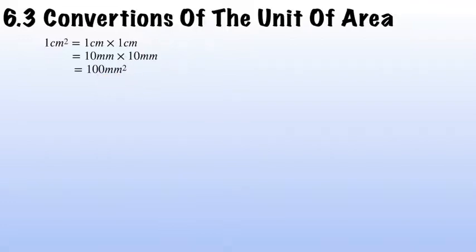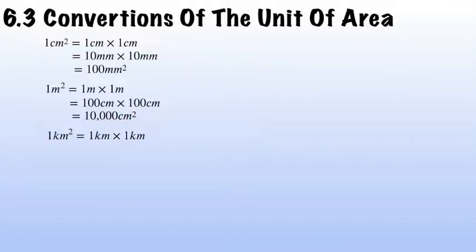The next one, we are going to convert m square into cm square. We know that 1 m square equals 1 m times 1 m. 1 m equals 100 cm. So we take 100 cm times 100 cm. 100 times 100 will get 10,000. Then cm times cm will get cm square.